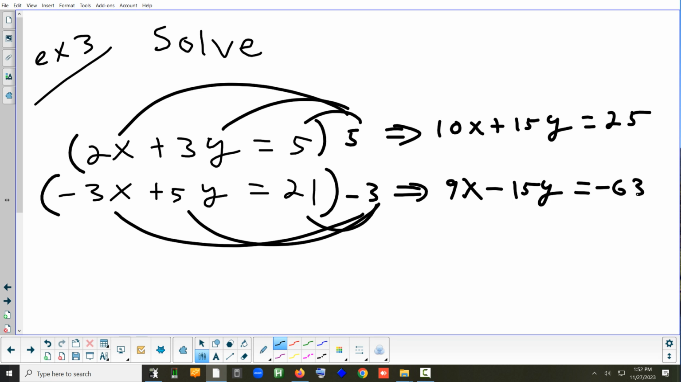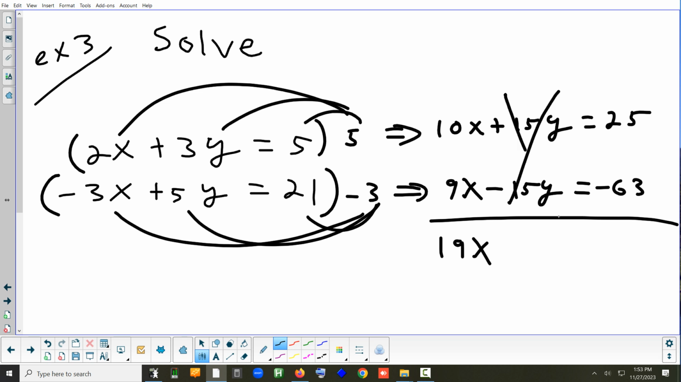Okay. Now, you add your columns. That's how elimination works. Add your columns up. What's 10x and 9x? 19x. What's 15y and negative 15y? 0. So that column is gone. And 25 minus 63? Negative 38.